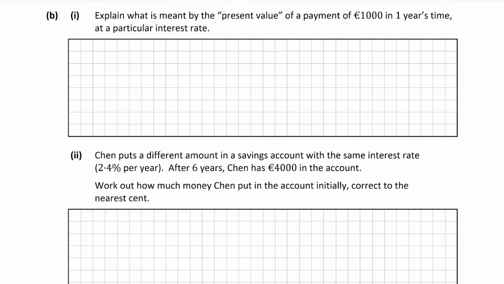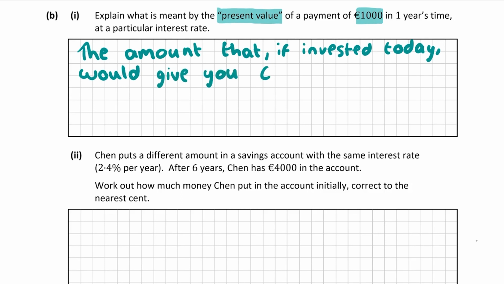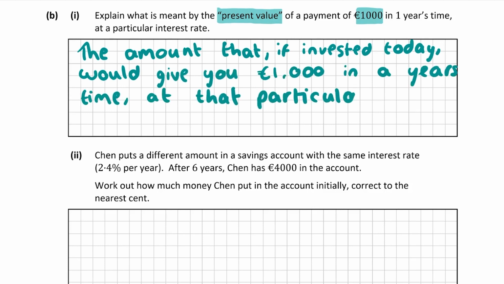The next question doesn't require any calculations. It asks us, what is meant by present value of a payment of €1,000 in 1 year's time at a particular interest rate? And what's meant by that is the amount that if you invested today would give you €1,000 in a year's time at that interest rate. So it might be, say, €850. If I invested €850 now at a particular interest rate, I would have €1,000 in a year's time. So I'm going to describe it as the amount that, if invested today, would give you €1,000 in a year's time at that interest rate.